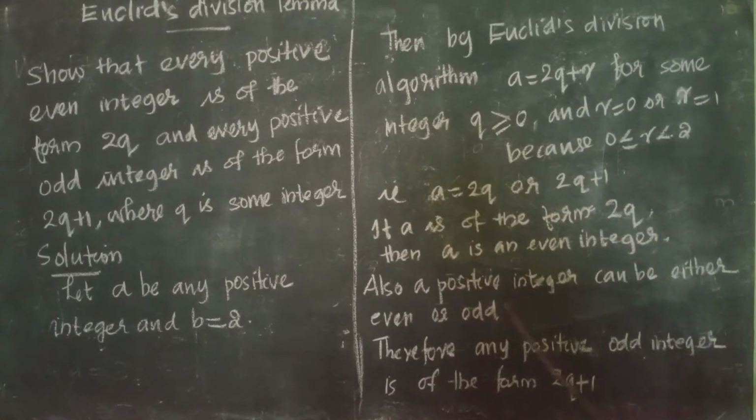We know a positive integer can be either even or odd. A number of the form 2 into q, definitely it is an even integer. If a is of the form 2q, then a is an even integer. So a equal to 2q is an even integer. Then a equal to 2q plus 1 should be an odd integer because every positive integer can be either even or odd. So we can conclude, therefore, any positive odd integer is of the form 2q plus 1 for some integer q.